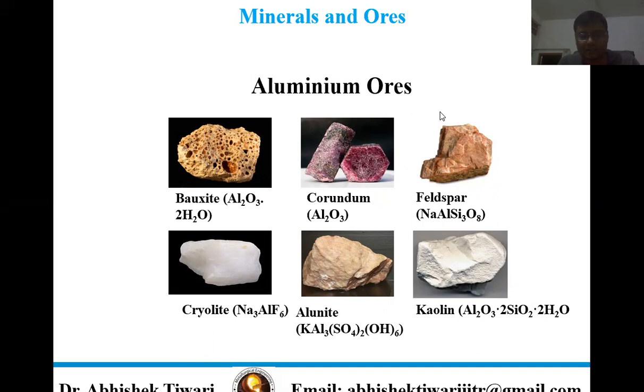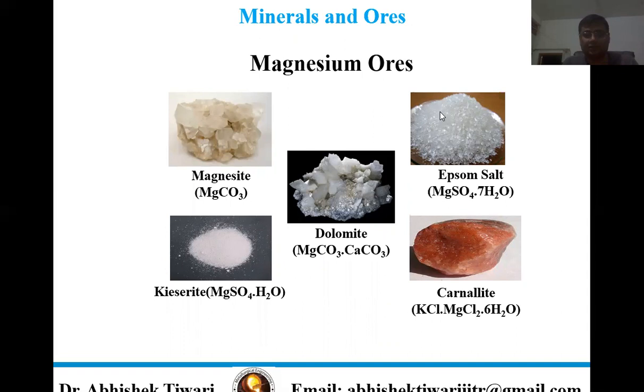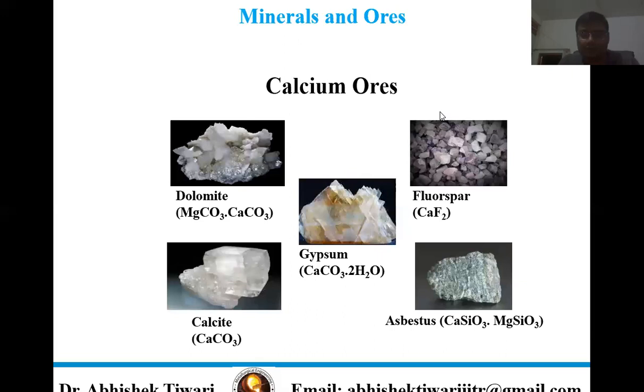alunite, KAl3(SO4)2(OH)6, kaolin, Al2O3.2SiO2.2H2O. Magnesium ores are found in the form of magnesite, MgCO3, dolomite, MgCO3.CaCO3, epsom salt, MgSO4.7H2O, kieserite, MgSO4.H2O, carnallite, KCl.MgCl2.6H2O.